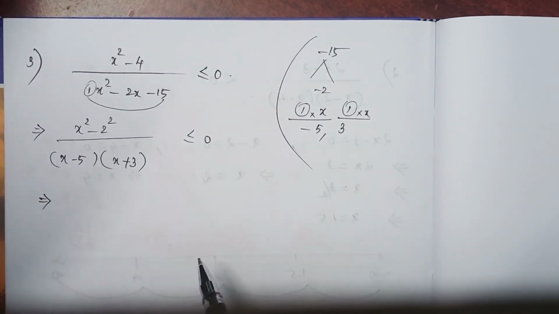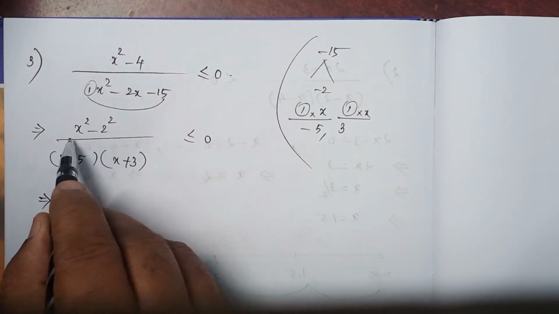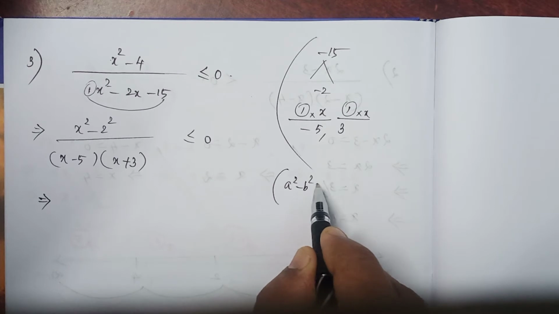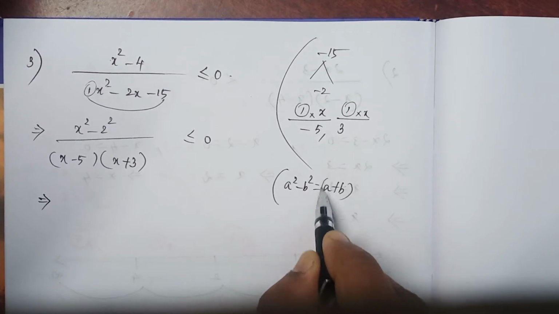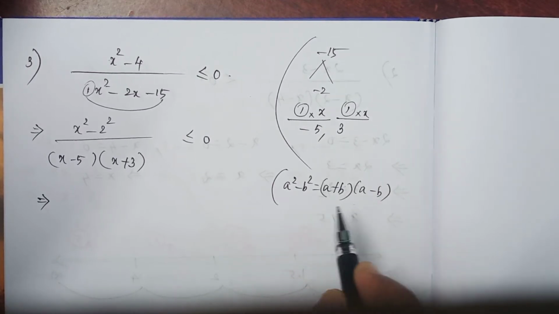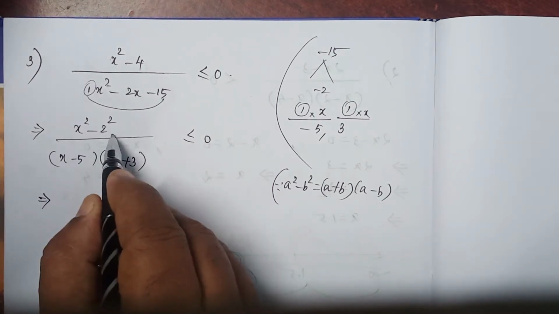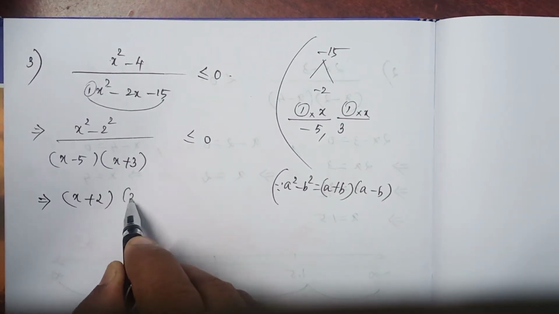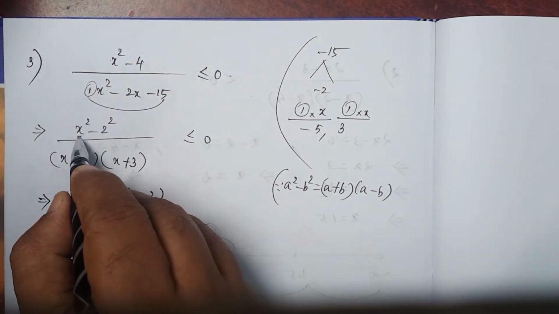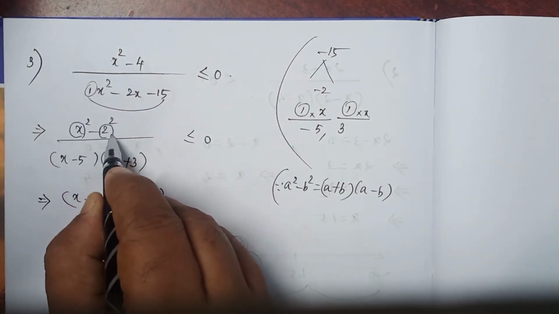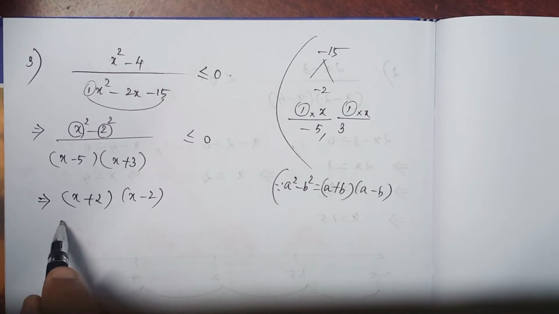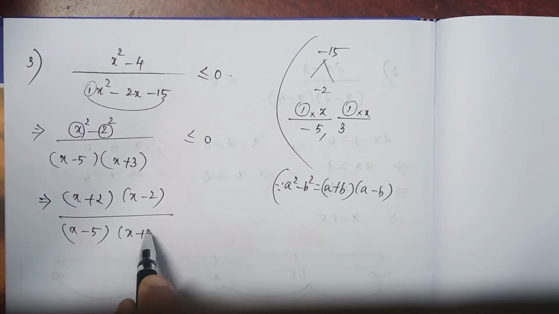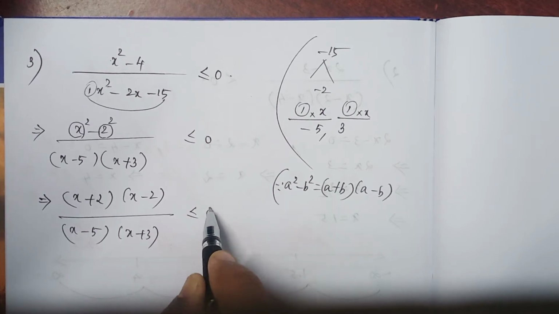Which implies, here we can apply the identity a squared minus b squared equals a plus b into a minus b. Therefore, x squared minus 2 squared equals x plus 2 into x minus 2. Which one is a? x. And b is 2. Divided by x minus 5 into x plus 3, which is less than or equal to 0.